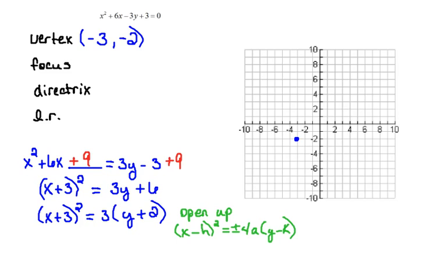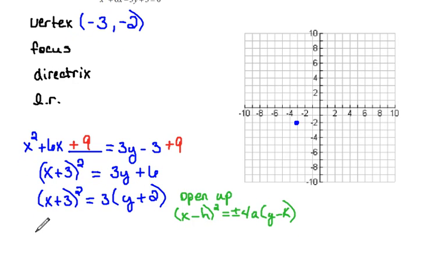Alright, so let's think about that for just a second. Our a value here is 3. I'm sorry, our 4a value there is 3. Because remember, this is the 4a position, which means a is 3/4. So we're going to go 3/4 one direction to find the focus. Since this opens up, we're going to go up 3/4 units for the focus, and then we're going to go down 3/4 units for our directrix line. Now we need to label those.